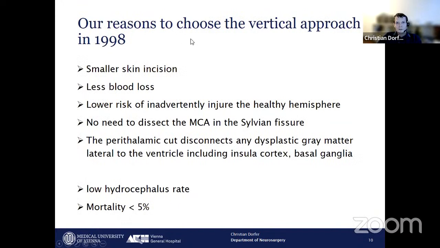So what were the reasons for us, for my mentor, Thomas Czech, in 1998 to choose the vertical approach instead of the lateral approach? It was the smaller skin incision, less blood loss, perceived less blood loss, a lower risk of inadvertently injuring the healthy hemisphere. It just seemed more obvious, if you have two hemispheres that are connected horizontally, to come from above, vertical, to the fibers you want to disconnect instead of parallel to them. You don't need to dissect the MCA in a Sylvian fissure, and the perithalamic cut disconnects any dysplastic gray matter lateral to the ventricle, including the insular cortex and the basal ganglia.